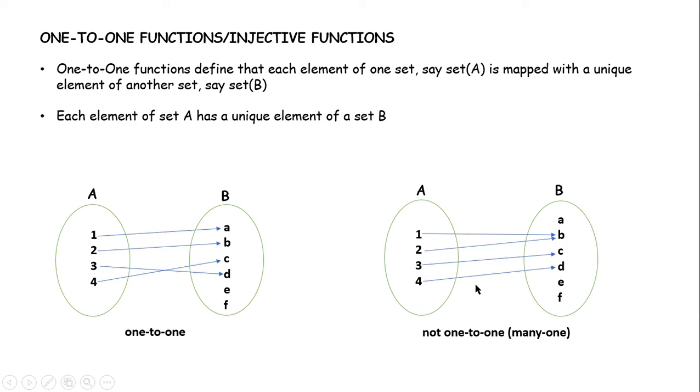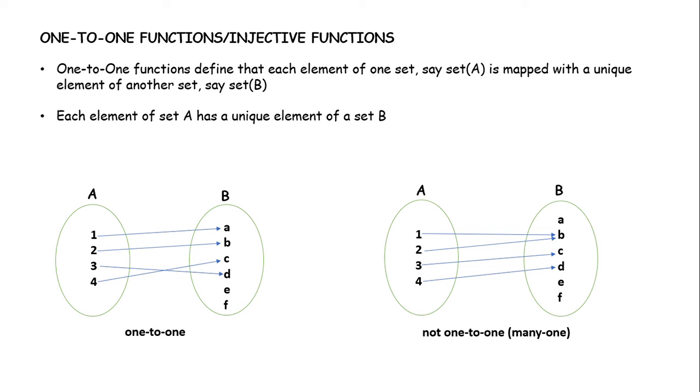You can see that here 1 from set A is assigned B from set B. Then 2 from set A is again assigned B from set B. That means both 1 and 2 have the same image. 3 from set A is assigned C from set B, so the image of 3 is C. 4 from set A is assigned D from set B, so the image of 4 is D. But 1 and 2, two separate elements of set A, have been assigned the same element from set B. That means 1 and 2 have not been assigned a unique element from set B. Hence, this is not a one-to-one function.